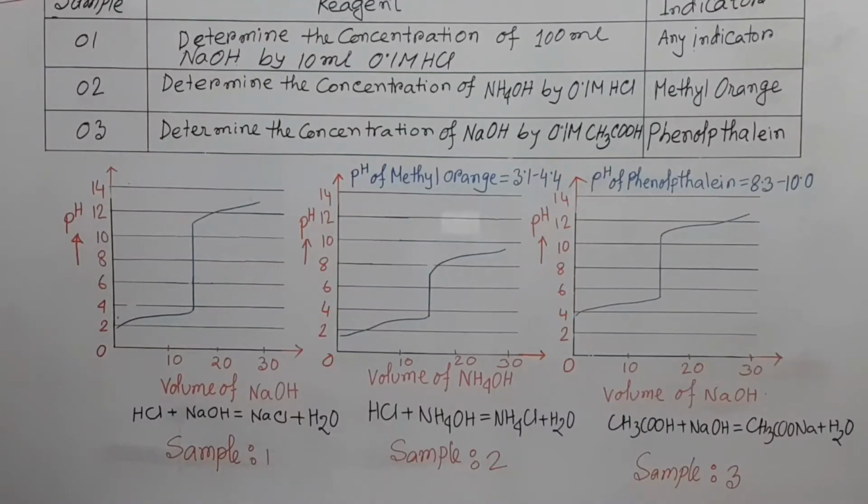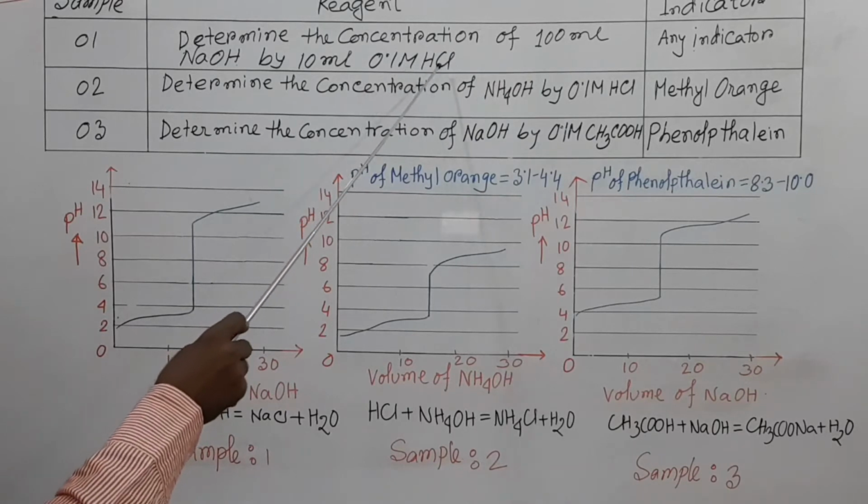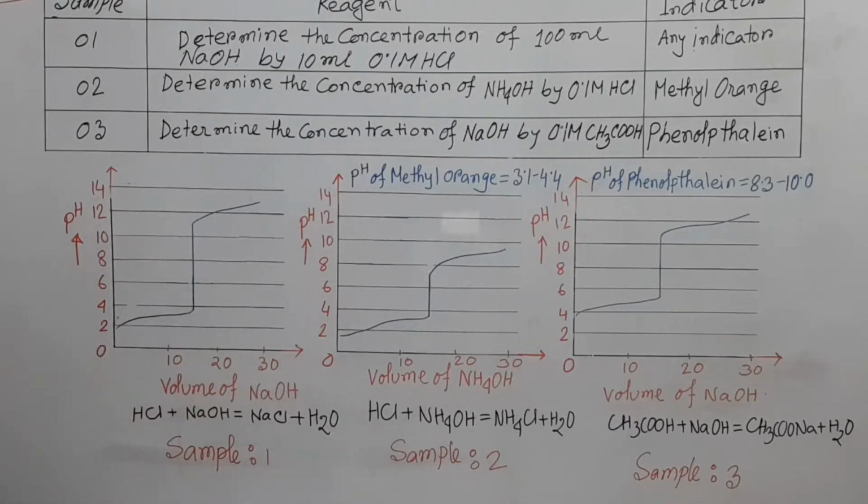My dear students, now we discuss about the question number D. Here in sample 1, here we use hydrochloric acid and sodium hydroxide. Sodium hydroxide is a strong base and hydrochloric acid is a strong acid. The change of pH has been represented by the graph during titration of strong acid and strong base.